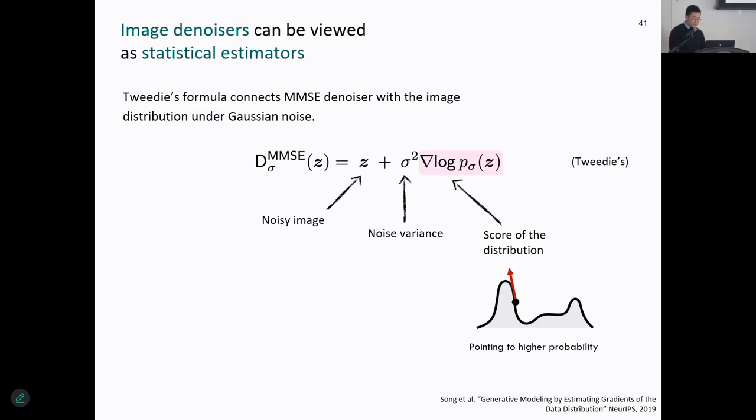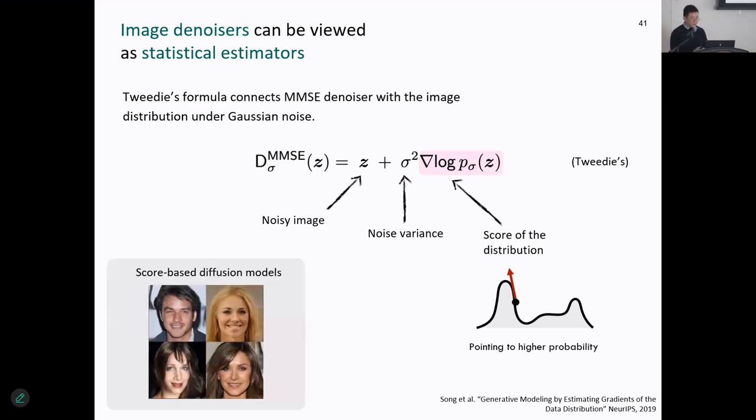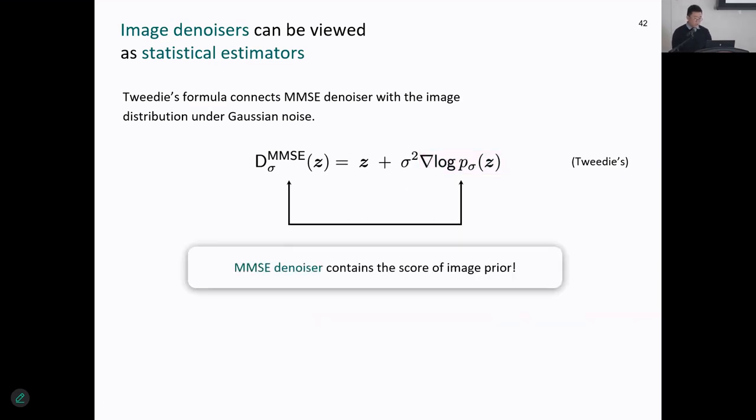Okay, so the gradient of log P sigma is called the distribution score, the Stein score. It provides us with the direction towards higher probability, so it's really just like gradient ascent. The concept of the score is the foundation of the recent score-based diffusion models for image generation, and later we will see how that is connected. Okay, a quick summary. Tweedie's formula tells us that the ideal MMSE denoiser explicitly contains the score of the image prior. And by having this perspective, we're now able to do some really cool work.